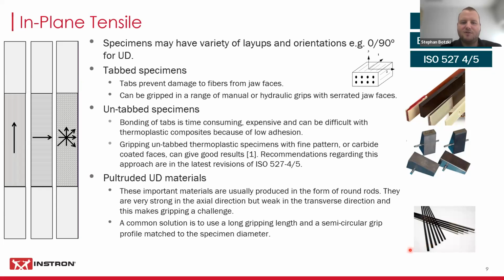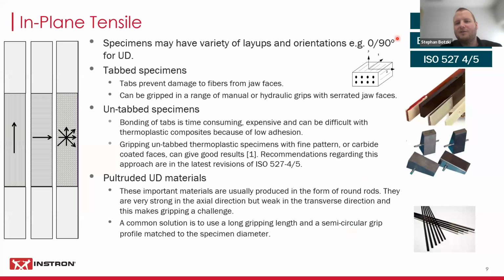So it's really challenging gripping these and then getting a good failure somewhere outside of that gripping location. So what can you do? Usually you can use a very long gripping length, so you make sure you grip as much as possible, and then also use something like a semicircular grip profile that matches the specimen diameter very closely, so that you have a snug grip on there, but not too much, obviously, at the same time. And you just want to make sure you match this as well as possible and use a lot of length.